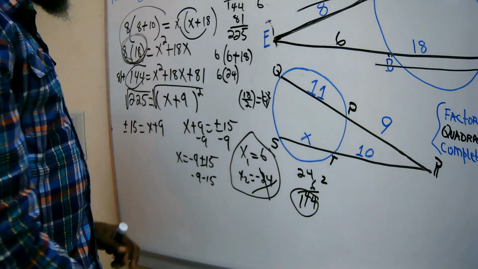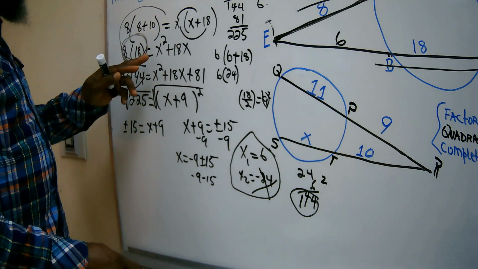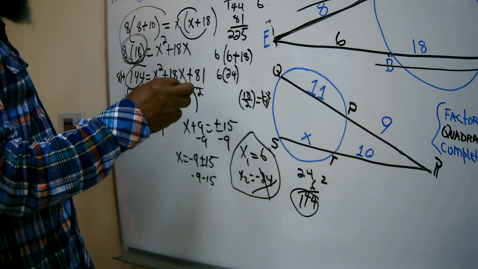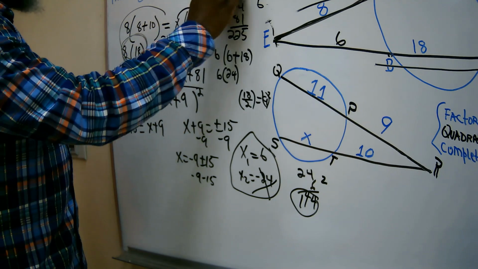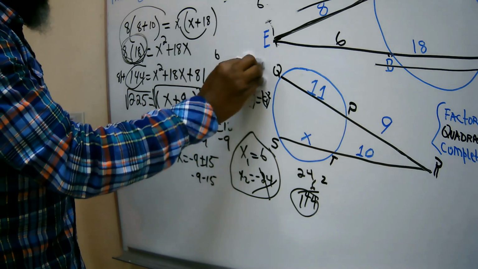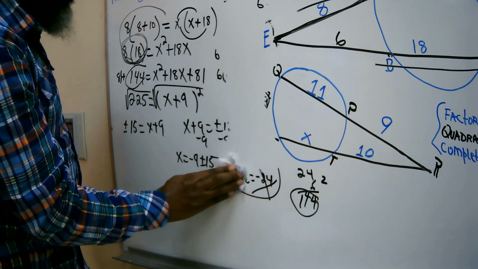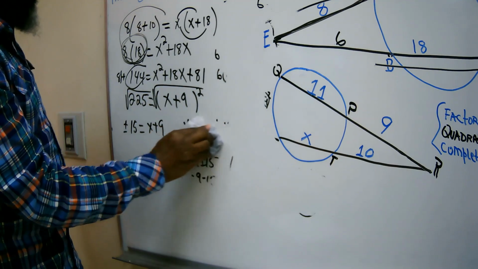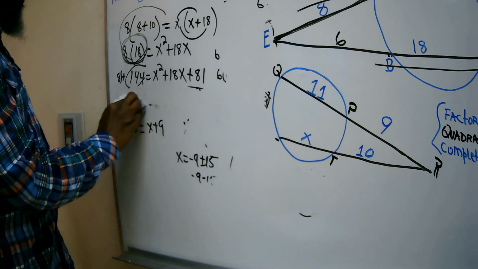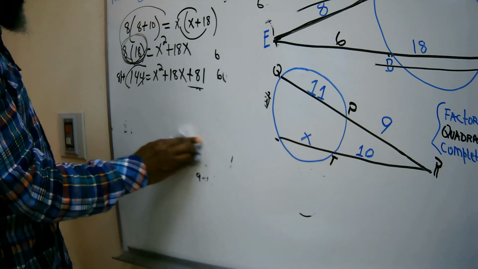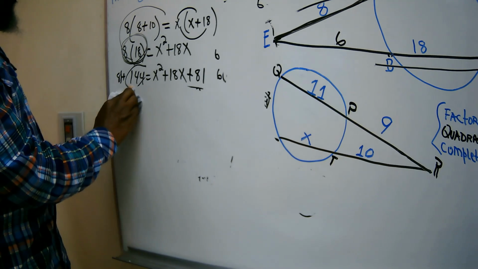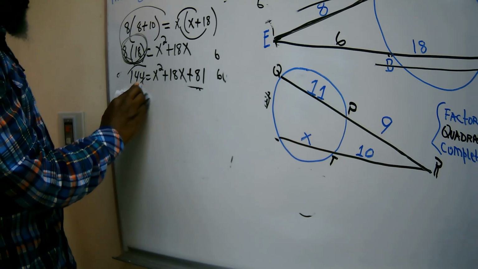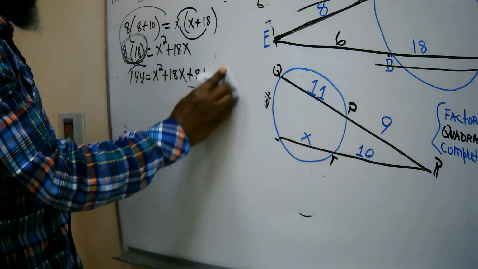Like I said earlier, we could have solved this problem differently. We could either use factoring or the quadratic formula. Those are the options that are available, or you could have used completing the square. So let's go back and see if we could have used factoring, what would have happened.